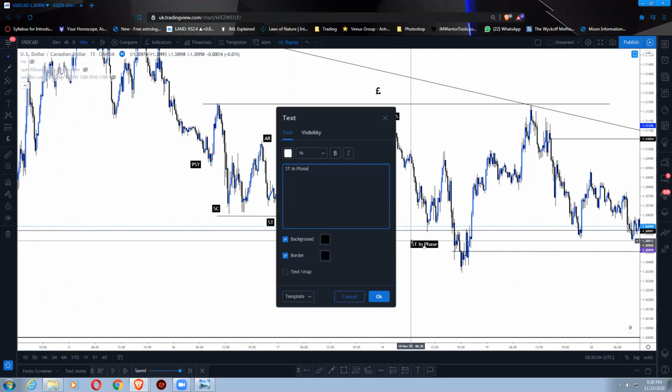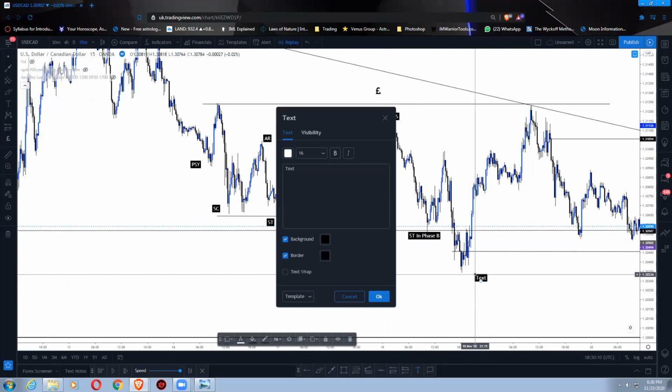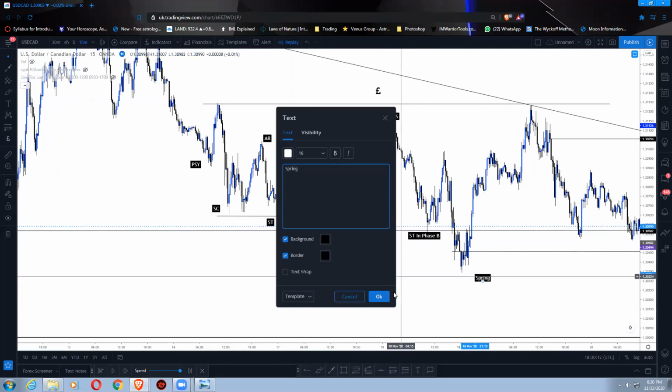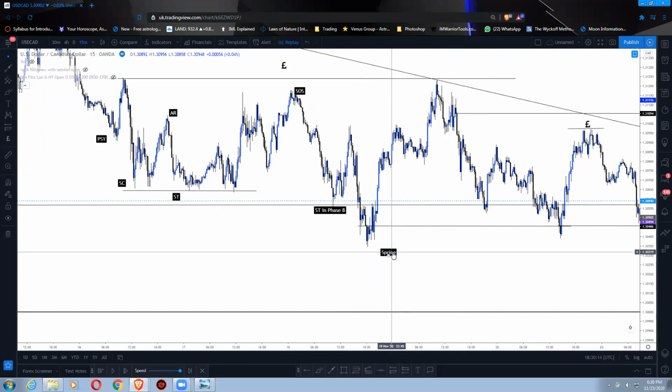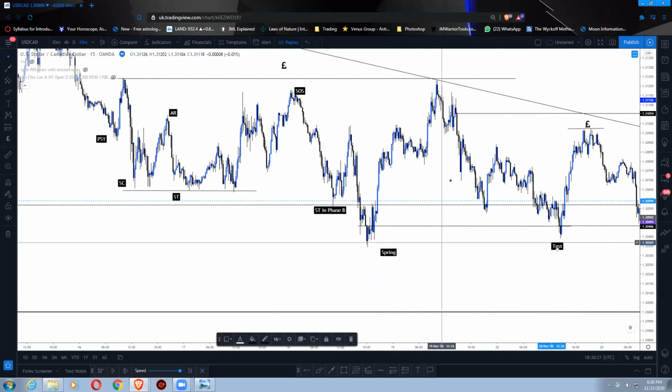And what happened after that? We then got our final spring, our final shakeout. So after we get that final spring and that final shakeout, we can expect price to come back and actually test this area.